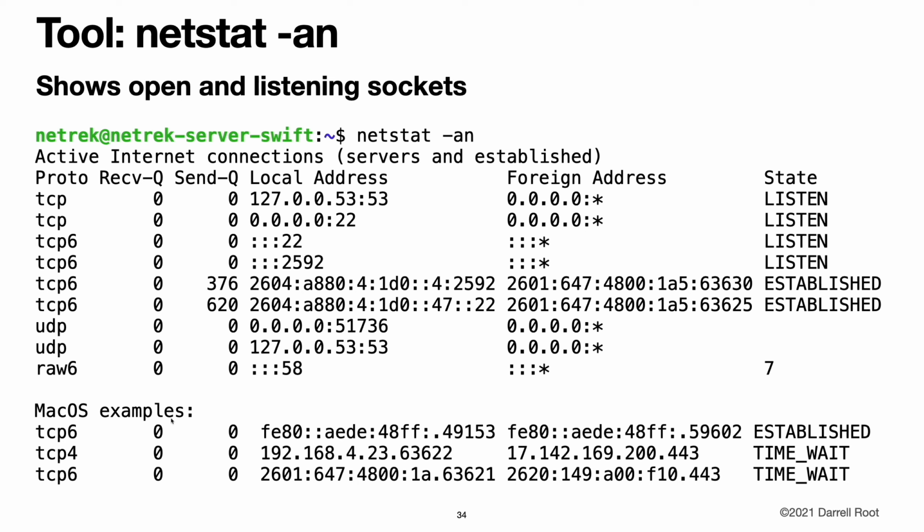Here's an example from a macOS client where we have an outbound established connection, and we have 2 connections in the time wait state. So they're connections that are being terminated, but we're just waiting to make sure there's no residual traffic out there on the internet to receive. So with the netstat -an command, you can see what your computer is listening to. And if you see something listening that you don't expect, you can do some research to figure out whether it's a legitimate listening process or something hostile on your computer.